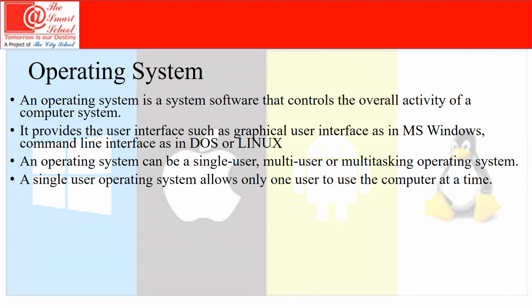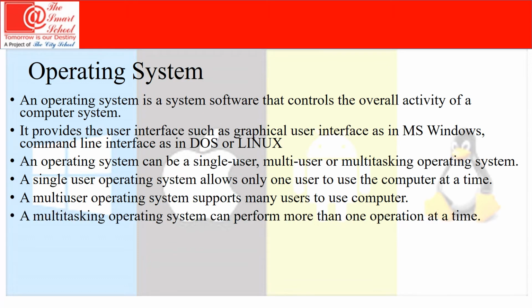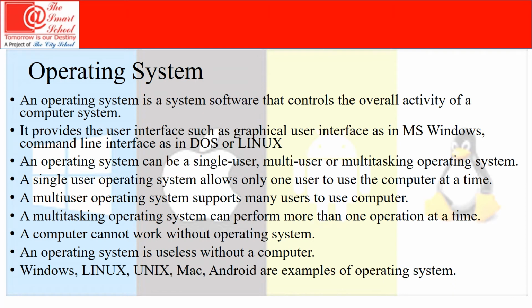A single user operating system allows only one user to use the computer at a time. A multi-user operating system supports many users to use the computer at the same time. A multitasking operating system can perform more than one operation at a time. A computer cannot work without an operating system. Similarly, an operating system is useless without a computer. Windows, Linux, Unix, Mac, Android are examples of operating system.